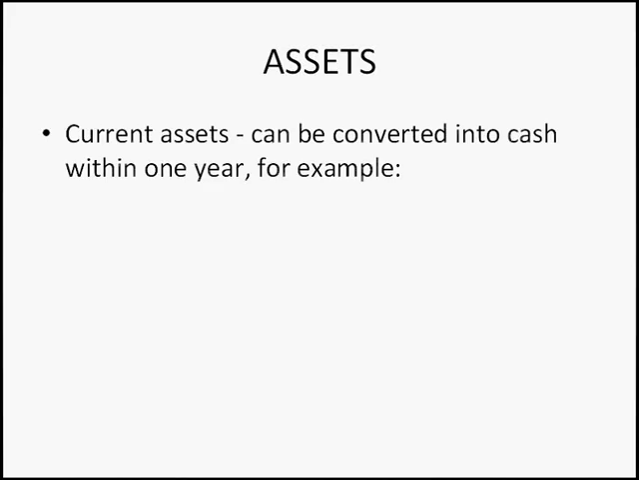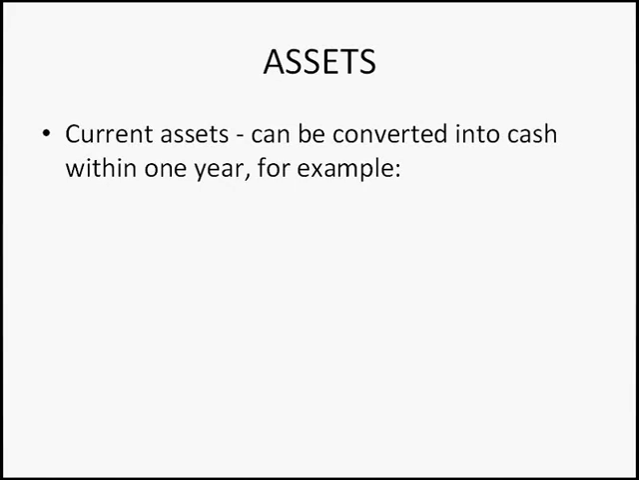Assets. We have different kinds of assets, and the first one that we're going to look at is current assets. Current assets are items that can be converted into cash within 1 year. In other words, things that are pretty liquid, things that you can sell off pretty easily and that you can then convert into cash quite readily.